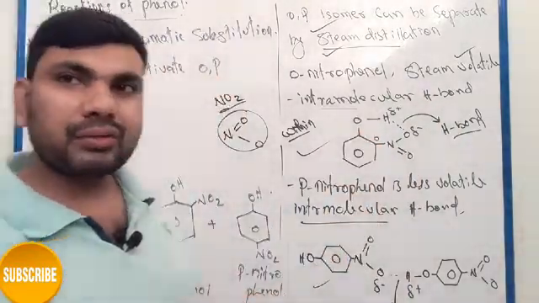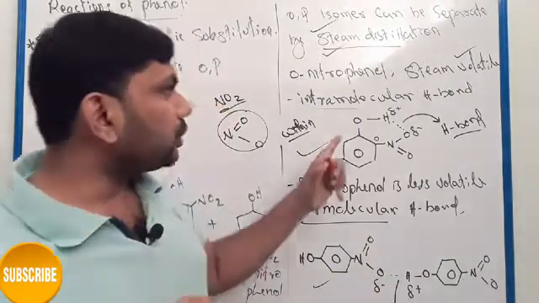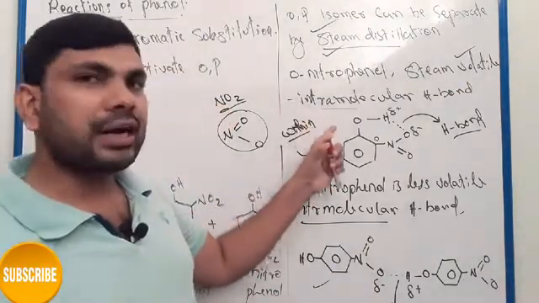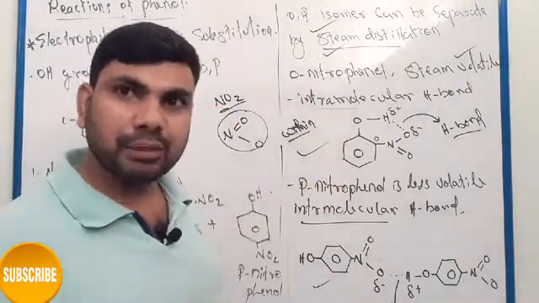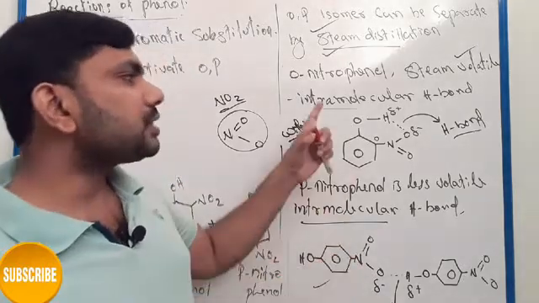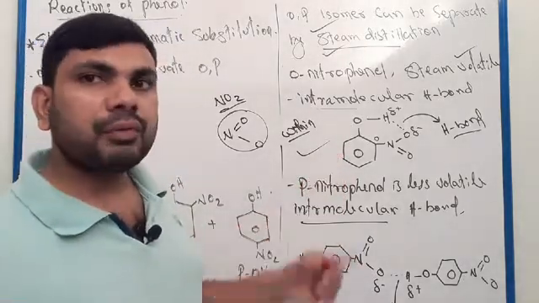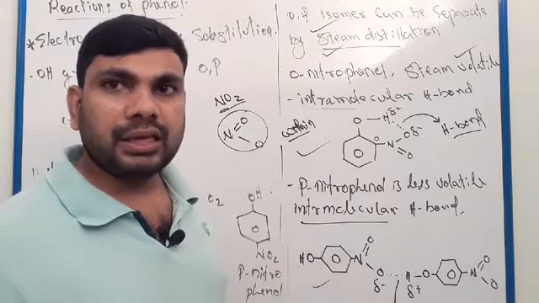In orthonitrophenol, intramolecular hydrogen bond is formed, which is a comparatively weak force, so it is easily volatile. So we can separate it easily.